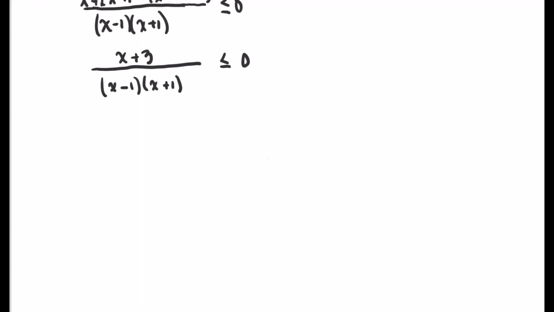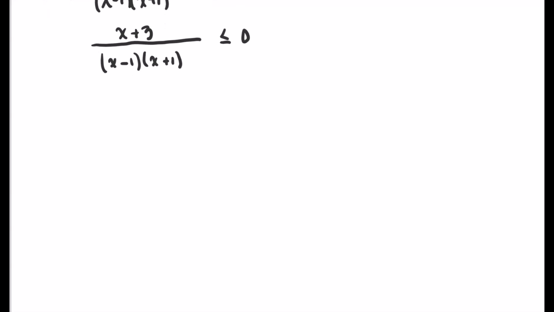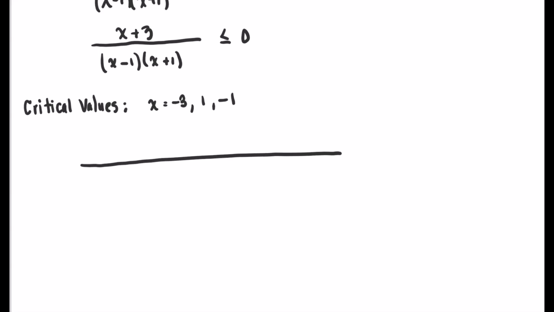Okay, so now I'm going to work the critical values. So my critical values are the zeros of the numerator and the denominator. And so in this case, I've got negative 3, positive 1, and negative 1. Now I have to test the intervals. So my number line, I'm going to break it up. So my first one is at negative 3, and then I've got negative 1, and then I've got positive 1 here. I made that line way too long.